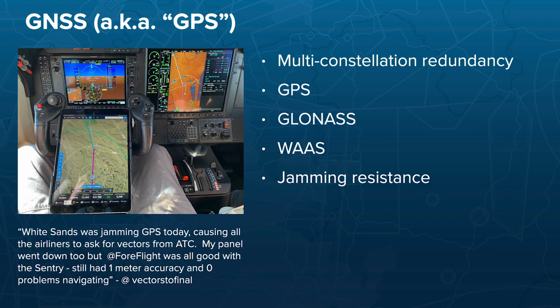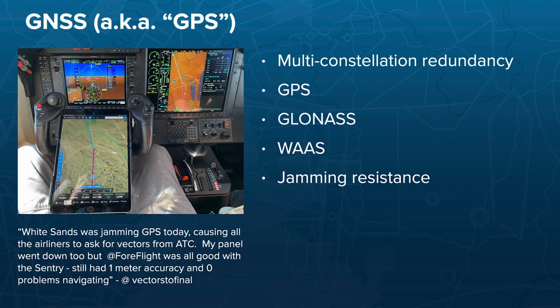And we've seen this in real life. Cole, I don't know if you want to talk a little bit about what's presented on the screen there. Yeah, so this is actually a photograph from one of our co-founders here at ForeFlight, and he was flying over or near the White Sands missile range. And this is one of his tweets. He said, "White Sands was jamming GPS today, causing all the airliners to ask for vectors from ATC. My panel went down too, but ForeFlight was all good with the Sentry, and I still had 1 meter accuracy and zero problems navigating."